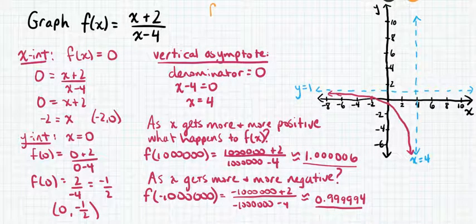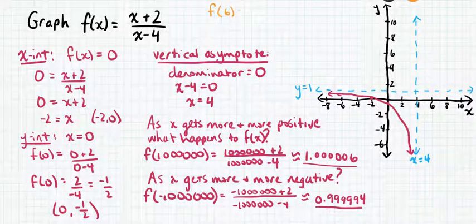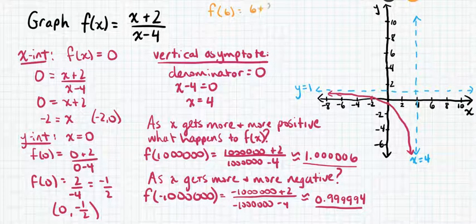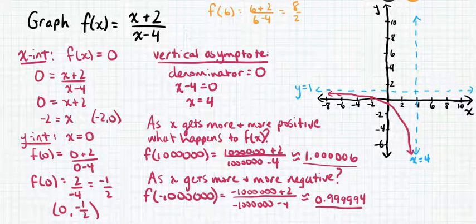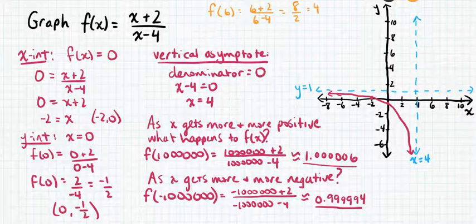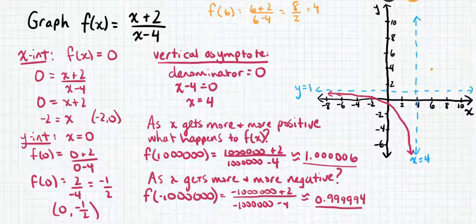So if we substitute in to get f of 6, we have 6 plus 2 divided by 6 minus 4, which gives us 8 divided by 2, which is 4. And so at an x value of 6, the function value is 4. So that gives us a point on the function.